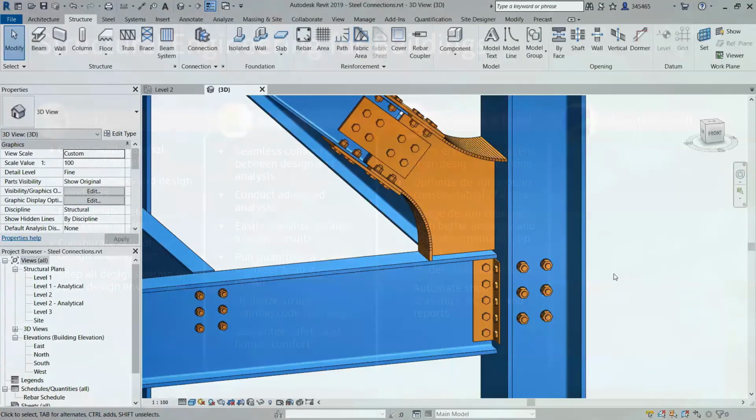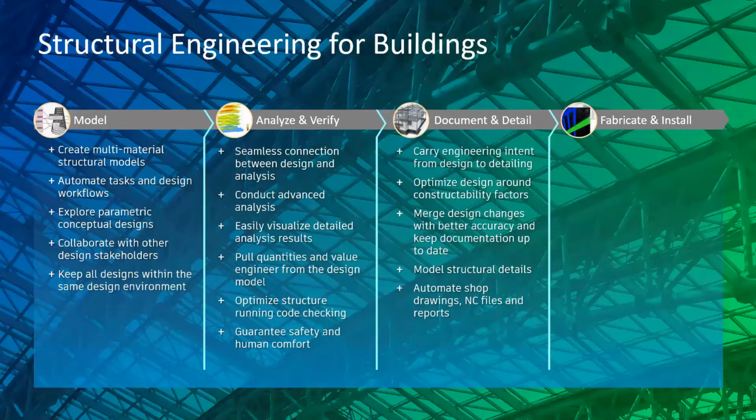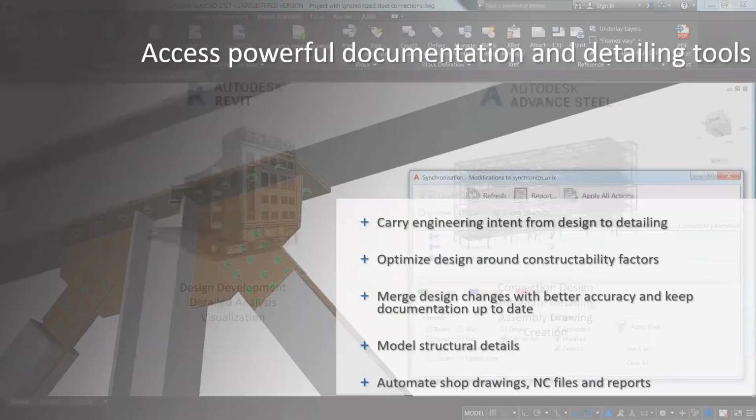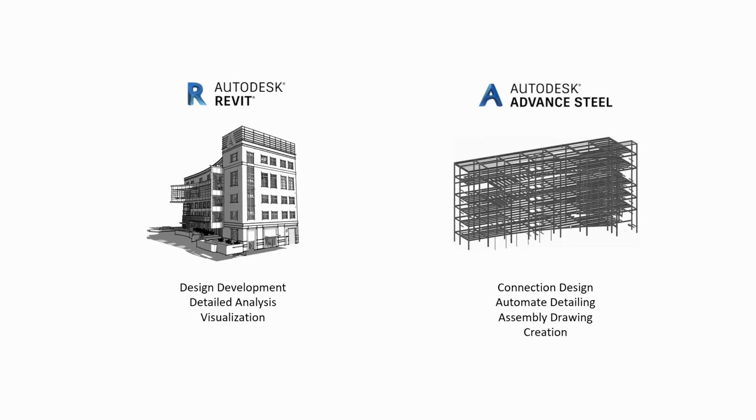After we've done this, we then need to document and detail the work that we've done in modeling and from the analysis process. To do this, specifically for steel, the solution would be Advanced Steel, to create a connection between the Revit model and the detail model.